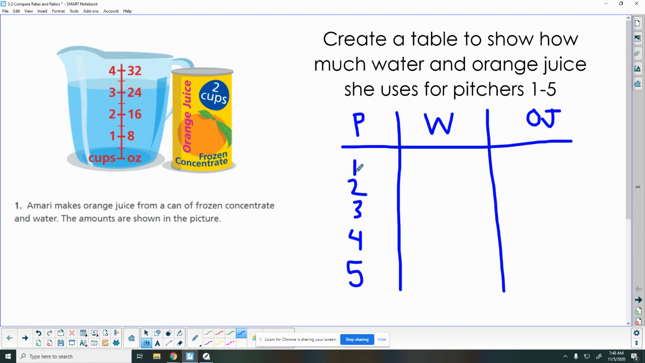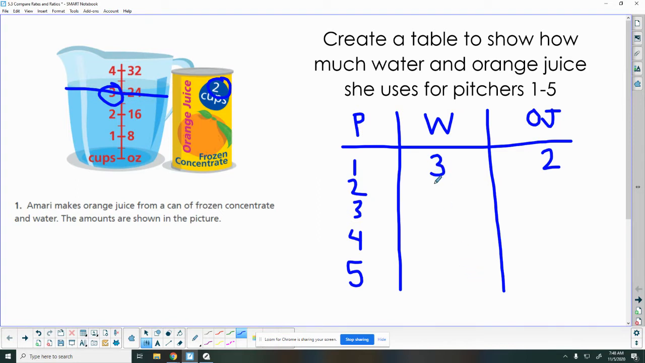So if she makes 1 pitcher, it looks like she uses 3 cups of water and 2 cups of orange juice. Every time she's making a pitcher of orange juice, she's doing the same thing over and over again: 3 cups of water, 2 cups of orange juice. So I want you to see if you can finish filling out this table and then come back and check to see if our answers match.